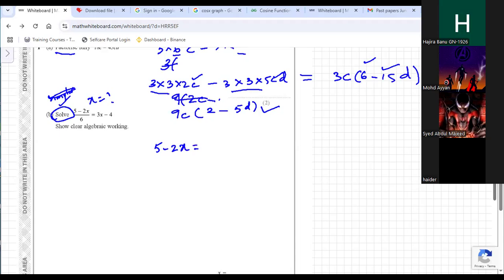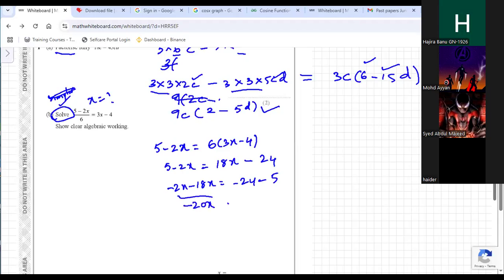So 5 minus 2x is equal to 6 into (3x minus 4). 5 minus 2x equals 3 6s are 18, 18x minus 6 times 4 is 24. Then bringing x terms to this side, it will be minus 2x minus 18x equals minus 24 minus 5. Here this will become minus 20x, and here this will become minus 29. Then this negative sign goes off, and then x equals 29 over 20.